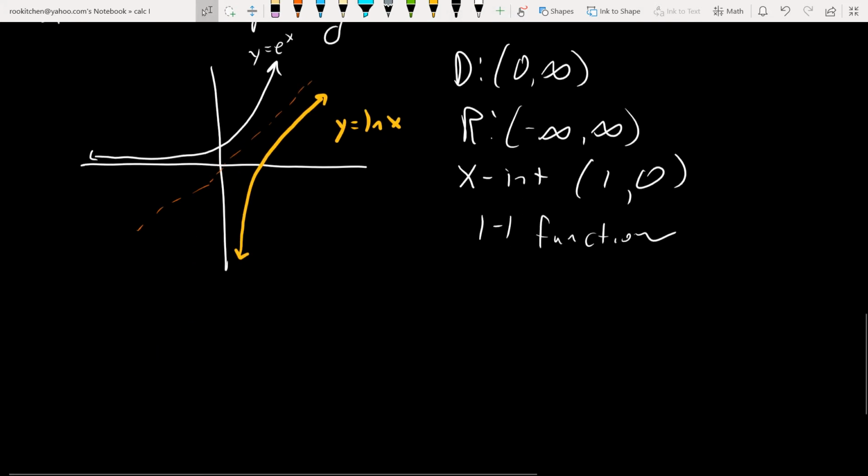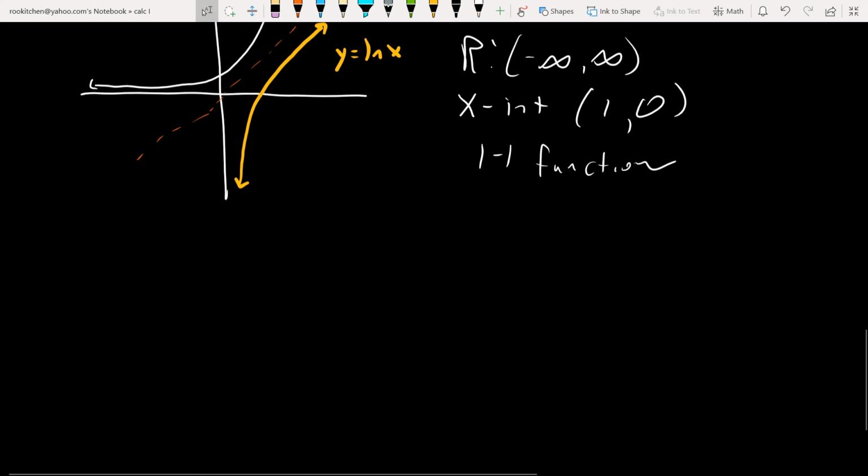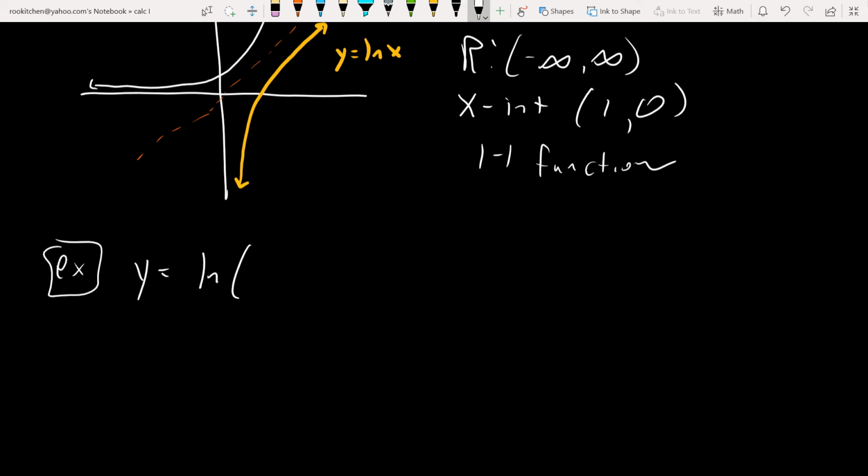Graphing this guy, you can do translations again. So, for example, and this will lead into the next problem, y equals ln of, let's say, e squared times x. Okay? So you can think of it as a horizontal smush. But there's another way to do it.